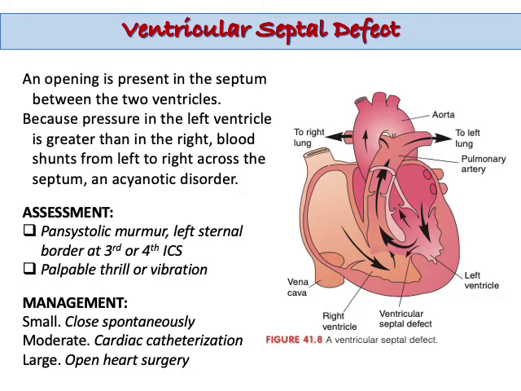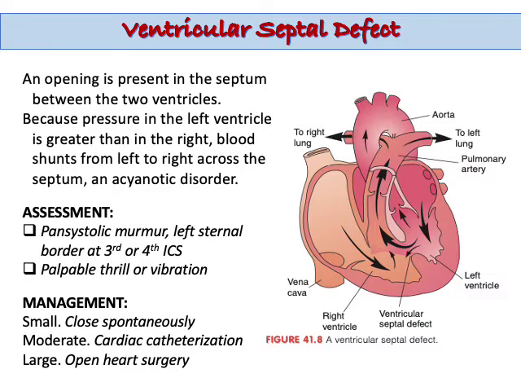In this defect, blood that should go into the aorta is shunted back into the pulmonary circulation, resulting in right ventricular hypertrophy and increased pressure in the pulmonary artery, because pressure in the left ventricle is greater than the right. So there, again, blood shunts from left to right across the septum. Assessment findings: there's a pansystolic murmur.